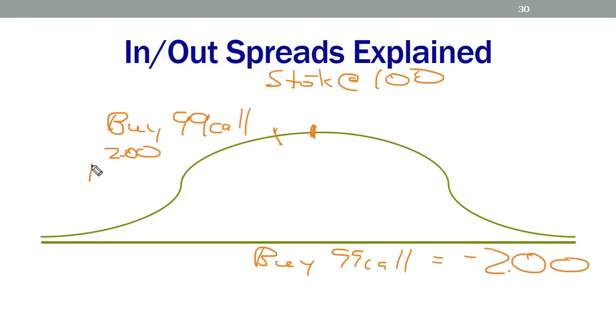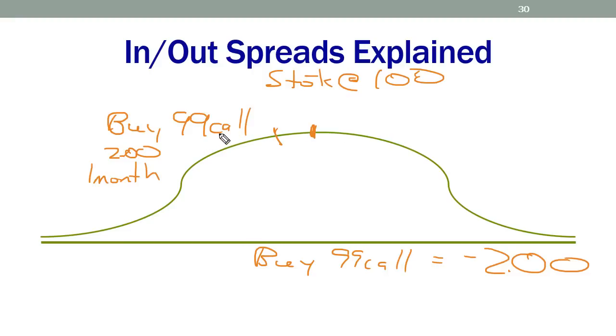Now, how long is that thing good for? I don't know. Let's say it's 1 month. Okay, so I buy a 99 call. Now, if I buy a 99 call, what does it give me the right to do? It gives me the right to buy the stock at 99. Now, do I want to buy the stock? No, I don't want to buy the stock. So why do I buy a 99 call? Because I want the stock to go up, because if the stock goes up, the 99 call is going to be worth more.